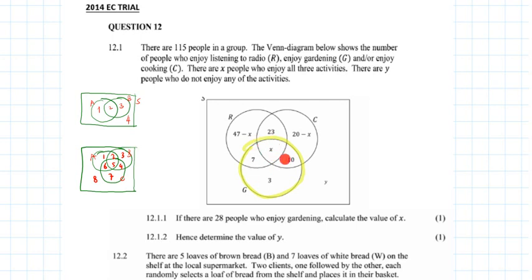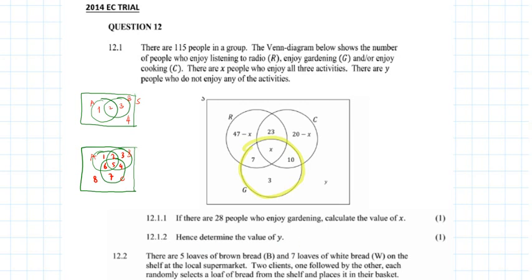And what they refer to: 3 people just enjoy gardening, not radio, not cooking. 10 people enjoy cooking and gardening, but not radio. 7 people enjoy radio and gardening, but not cooking. And x is where all 3 overlap, which we found to be 8. So those 8 people like listening to radio, cooking and gardening. They like all 3 events.